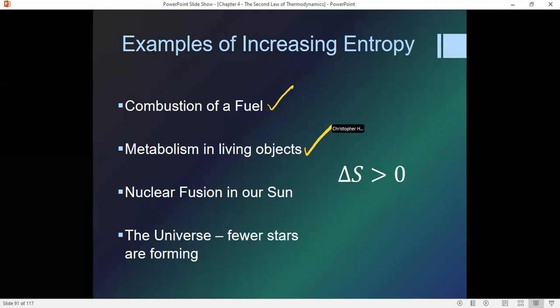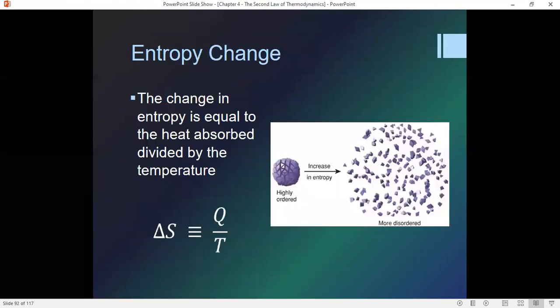Metabolism of living objects, that is a case of increasing entropy. As we age, our entropy goes higher. Our sun will be only around for 5 billion more years, at least in its current state. As hydrogen is converted into helium, that is an increasing entropy process. And again, the universe eventually will grind down to a halt.